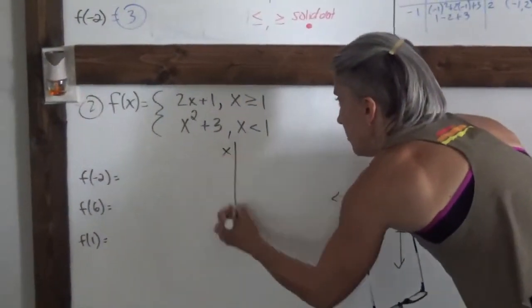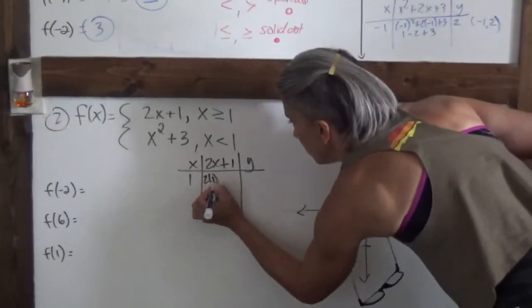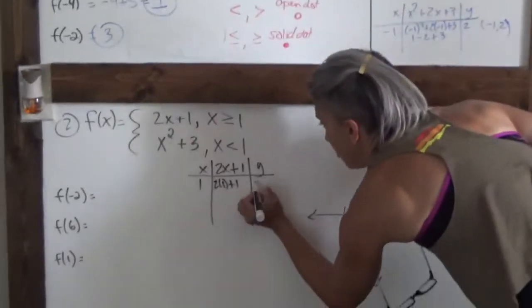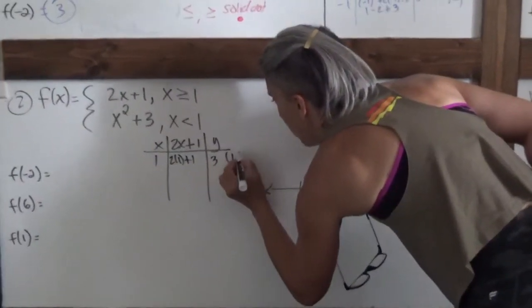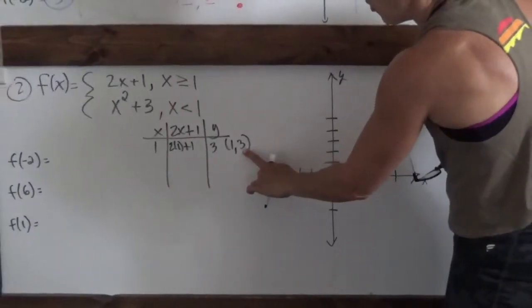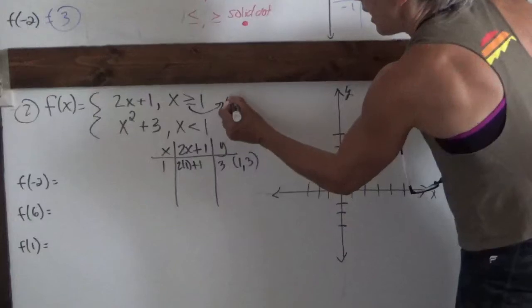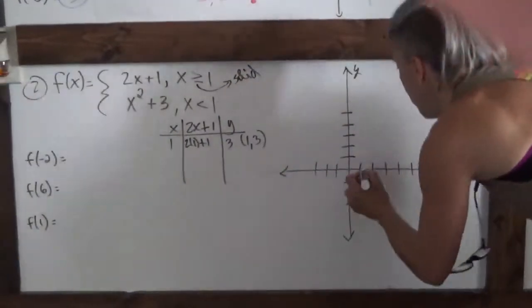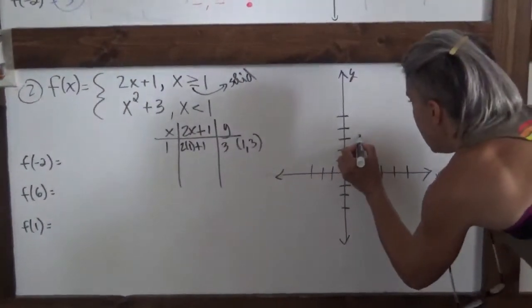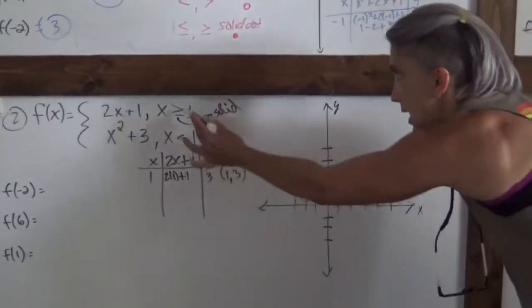Let's set up our table. And again, what number must I always start with? With whatever is given there. So that's 1. I'm going to plug in the 1. 2 times 1 plus 1. I get my output to be 3. I am plotting 1 comma 3. Is this going to be an open or a solid dot on 1 comma 3? Let's go back and look at it. This means a solid dot. Let's go to 1, 3. Solid dot. Right there.